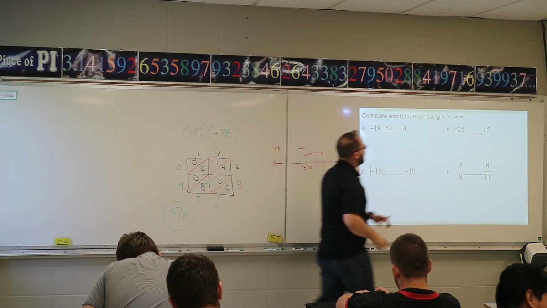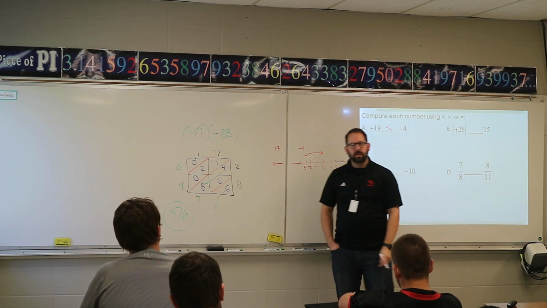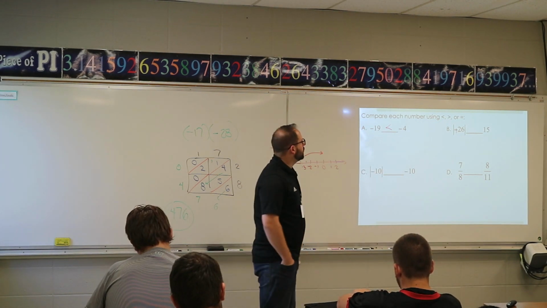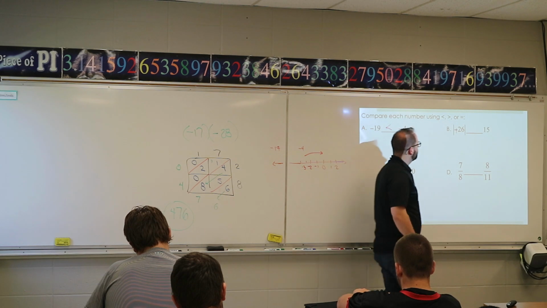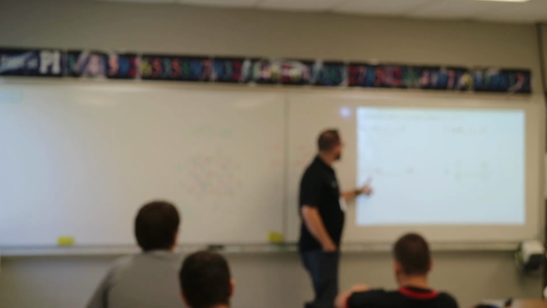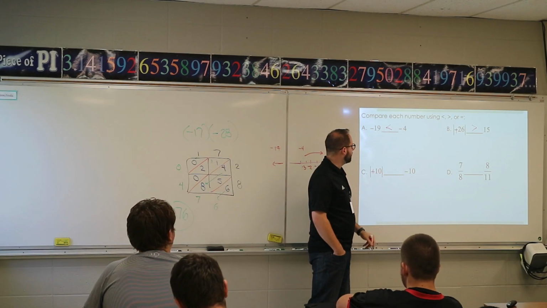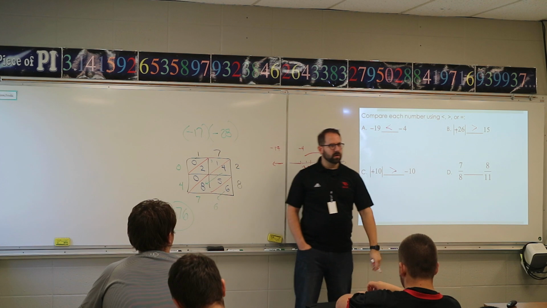Okay, now when we do absolute values, it changes these numbers to positive every time. Now, which number is bigger, 26 or 15? 26. That's how it works. On this, when we take the absolute value of negative 10, we get positive 10. Positive 10 versus negative 10. Positive 10 is bigger, right?